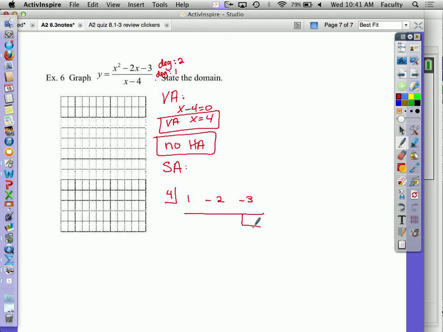because it's way faster. So I bring down the 1, 4 times 1 is 4, add the column, 4 times 2 is 8, add the column. Remember to figure out your answer, x squared divided by x to the first is going to give me an x. So the slant asymptote is x plus 2, and we don't care about the remainder.